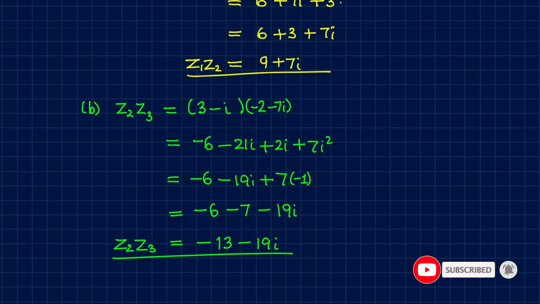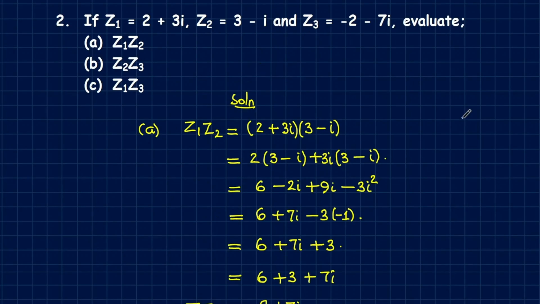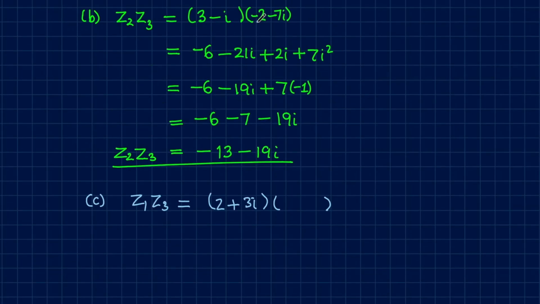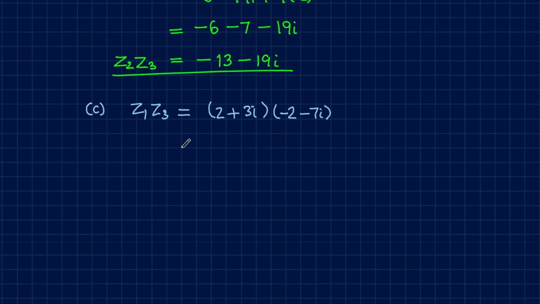Now let's move to the last part of the question, and that is part C. Part C of the question is asking us to get Z1 times Z3, and we know Z1 is 2 plus 3i. So we have here C, Z1 times Z3 is given by 2 plus 3i times Z3, and our Z3 is negative 2 minus 7i. So minus 2 minus 7i. Again, we can go ahead and expand it.